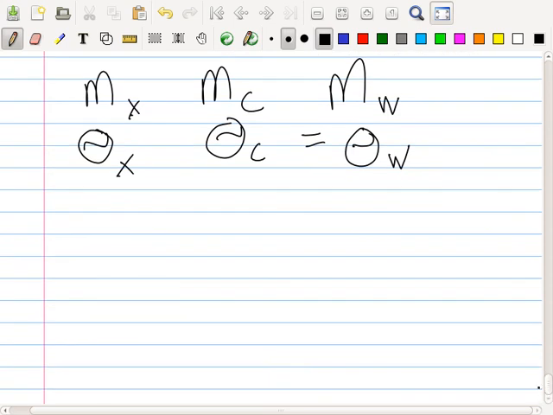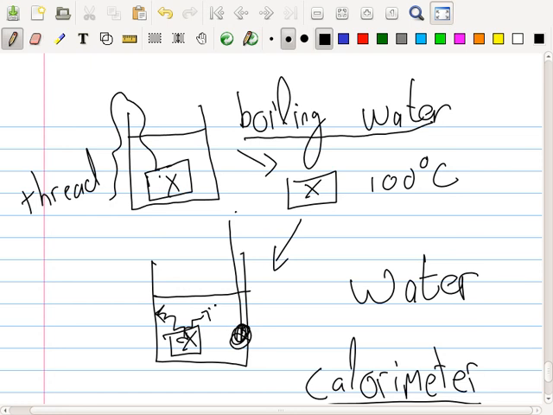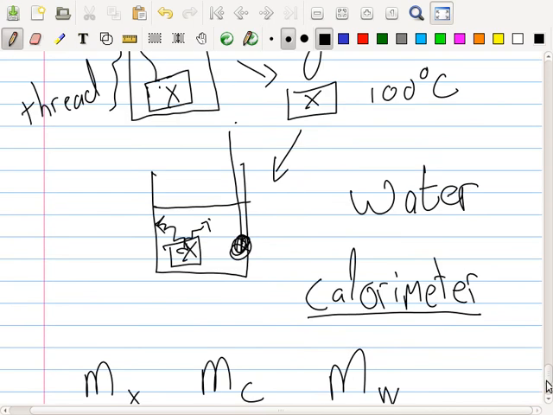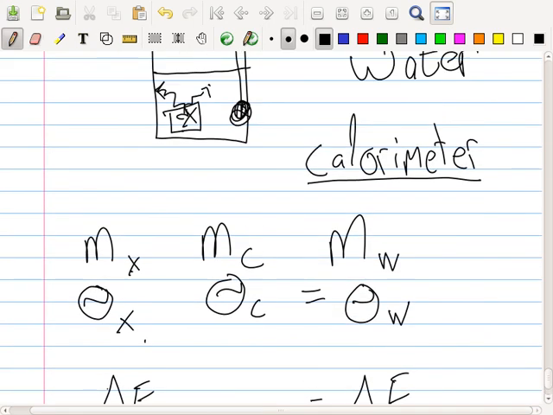So our formula tells me that the energy that leaves this here will be the same as the energy that enters the water and the calorimeter. So if you want to write like this, the change in the energy for the water and the calorimeter will equal the change in the energy of the block, like initial, final. That the energy that leaves this will equal what goes into this. So they have the formulas here.